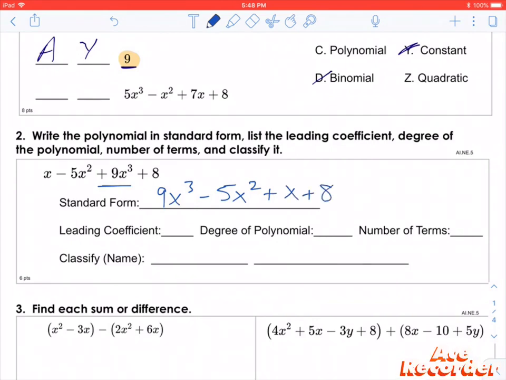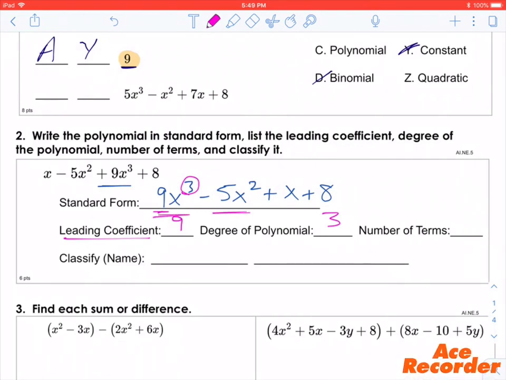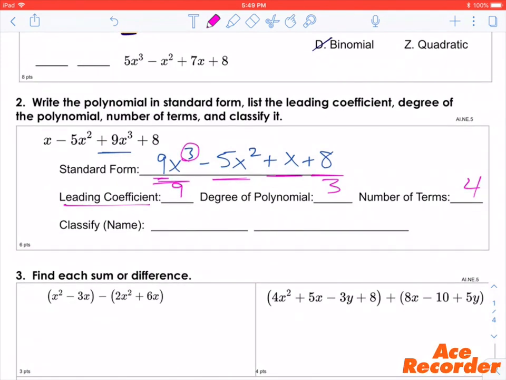That is standard form. Now, leading coefficient, what we talked about there is it's the front number. So that is 9. The degree is the highest exponent, which is 3. And the number of terms is 1, 2, 3, and 4. And so what do we call that? Well, the highest exponent is 3. Actually, I'm going to have you name it. You are going to name that one, okay?